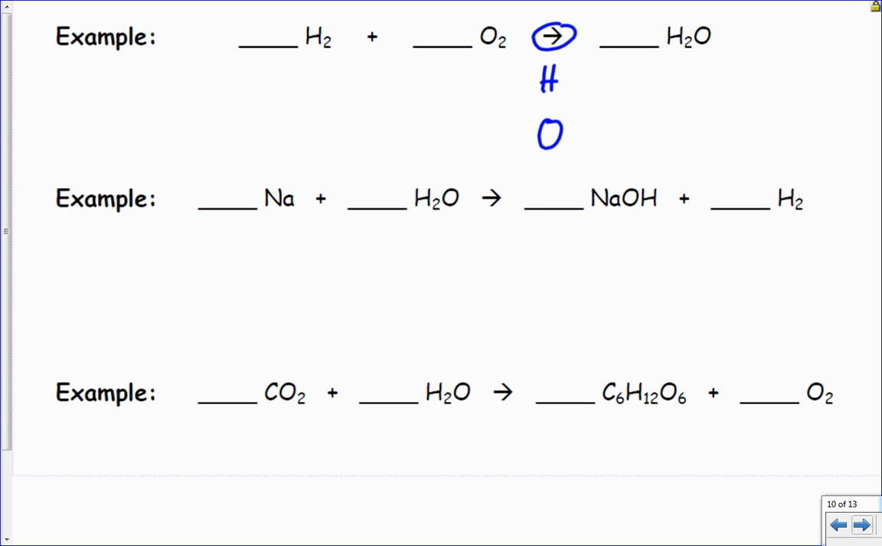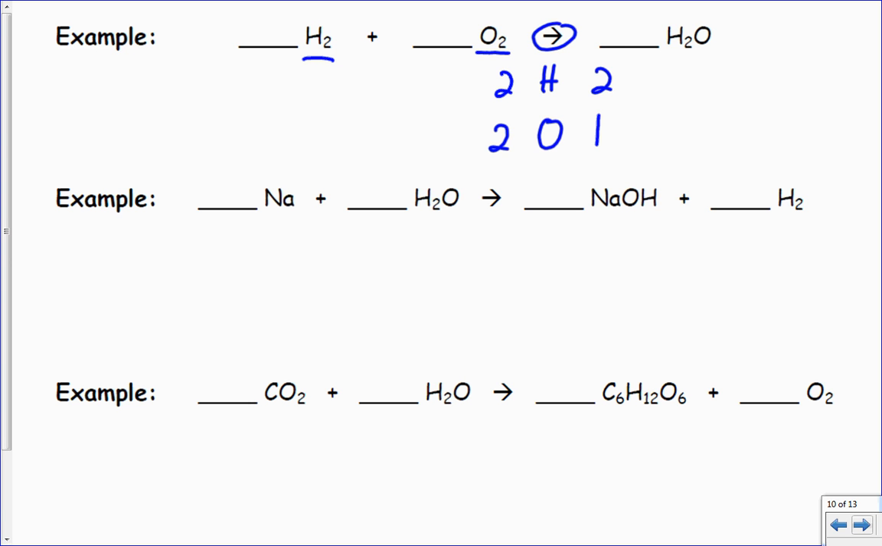Next step, let's take an inventory. I need to count how many hydrogens on the left. 2. How many oxygens on the left? 2. Now let's do the right-hand side. How many hydrogens? 2. How many oxygens? 1. Now this is where we compare. Hydrogens are balanced, but oxygen isn't.